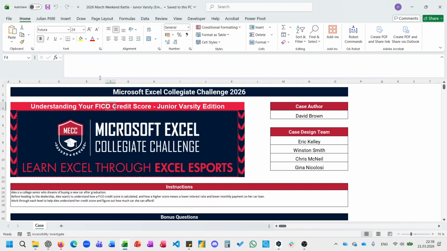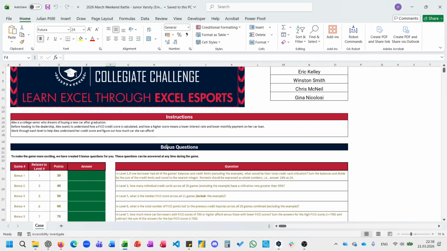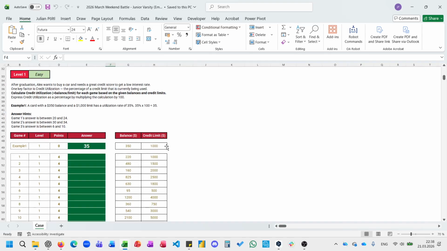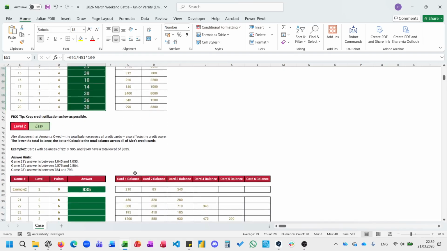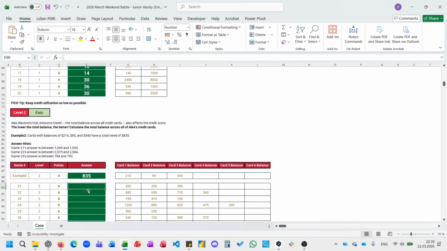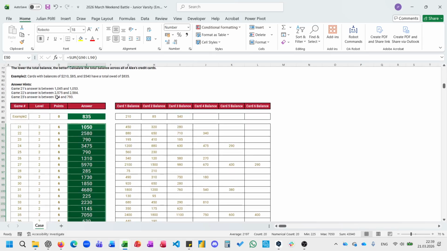Understand your FICO credit score. Okay, that's a new case. Oh, by David. Interesting. Okay, utilization is this divided by this times 100. Sounds good. And the total balance is a basic sum. And even if there is nothing in there, you should copy it aside so you can take everything in.